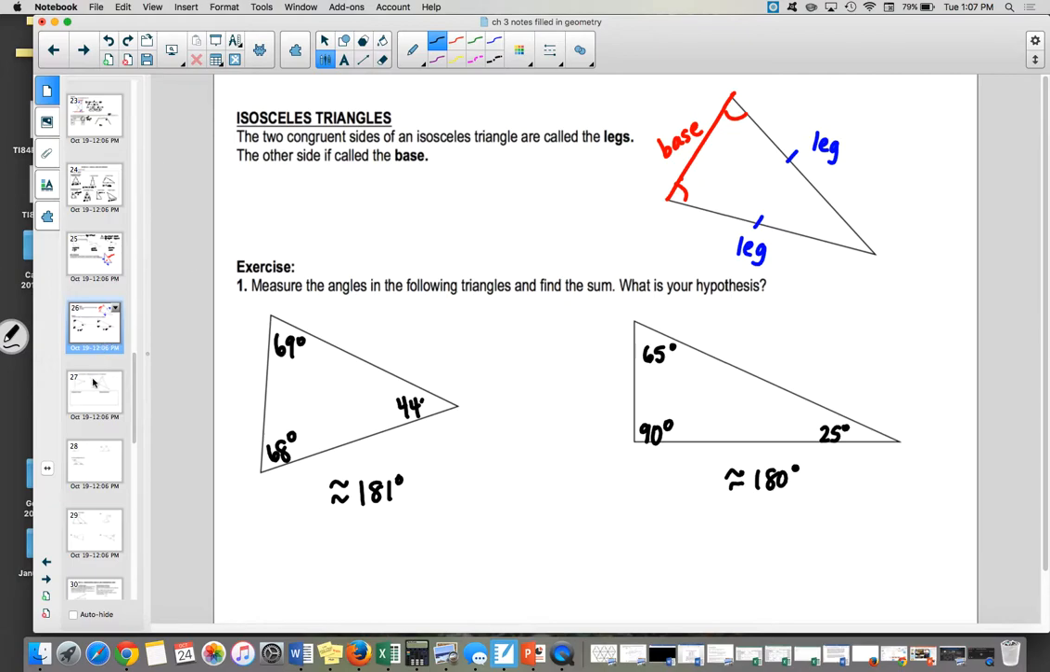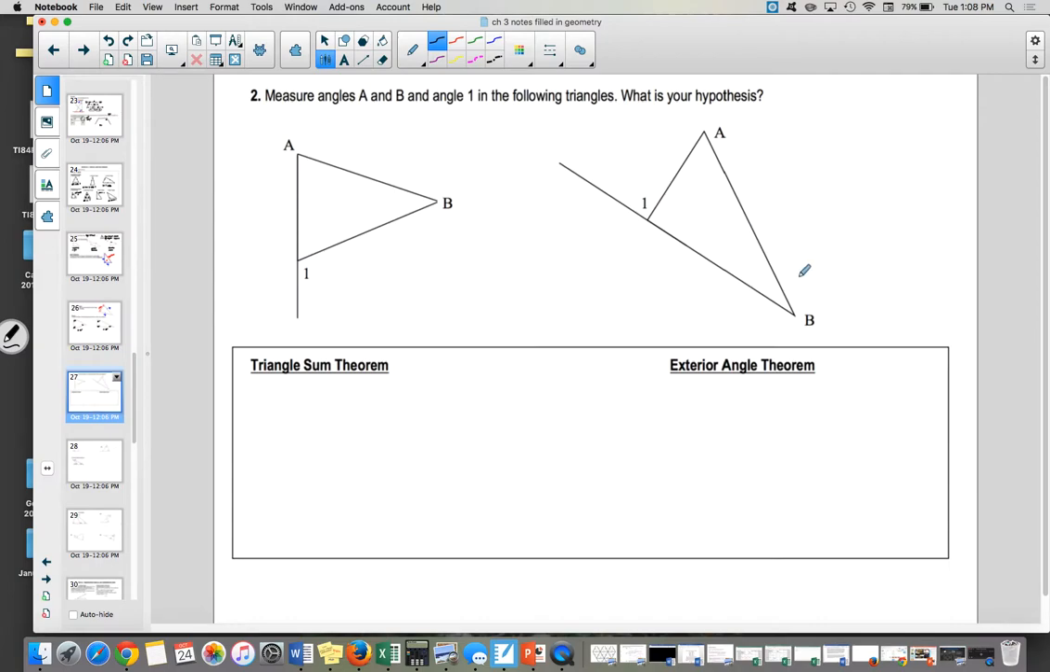All right, so it says measure angles A and B and angle 1 in the following triangles. What's your hypothesis? So this is a little bit different. As we measure angle A and angle B, how about this side of the room you measure A, that side of the room you measure B. See what we get? So you got what, B was 70 or A was 70? I got B is, I don't know, what did you guys get, like 42? 40? 42? I guess 70 for A. 70 for A and 42 for B.